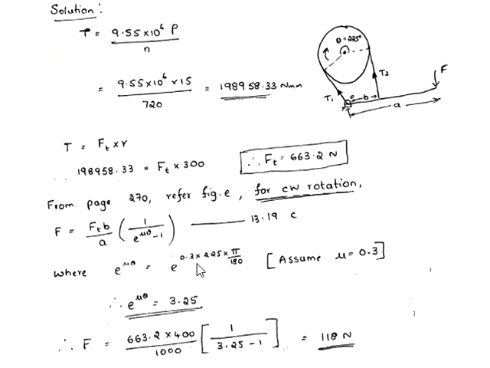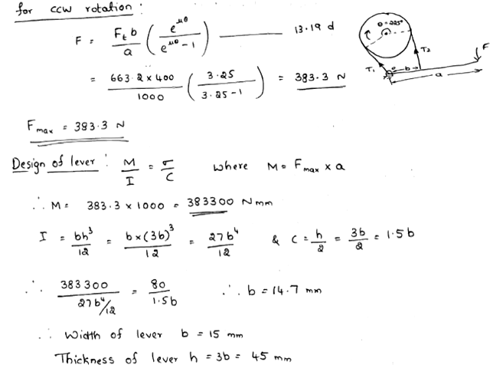The mu value you can assume 0.3. The theta value is given in the question as 225 degree, but convert that into radians by multiplying by pi by 180. Now we know all the values. Substitute in the force equation. You will get the force needed for clockwise rotation is 180 Newton. Next, do a similar calculation for counterclockwise rotation. The equation to be used is 13.19d.